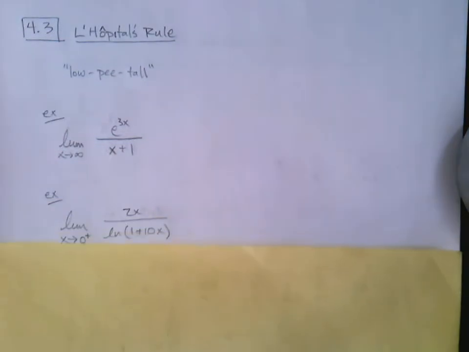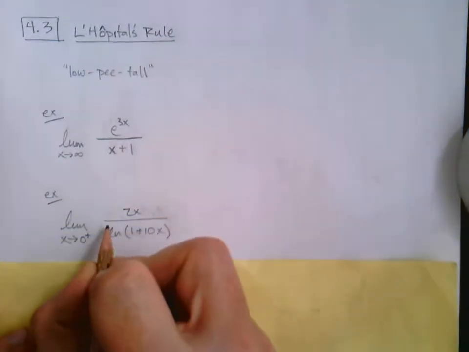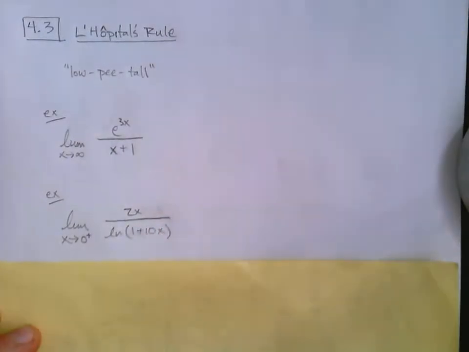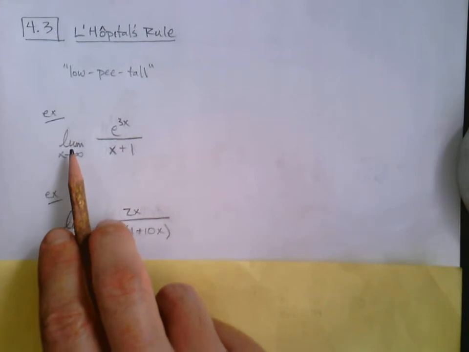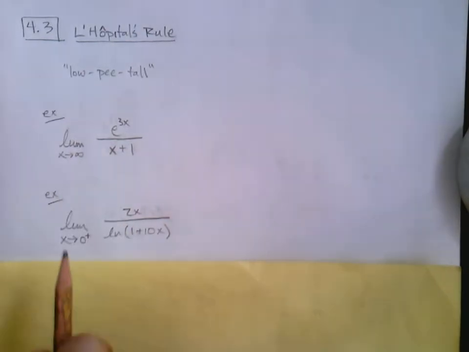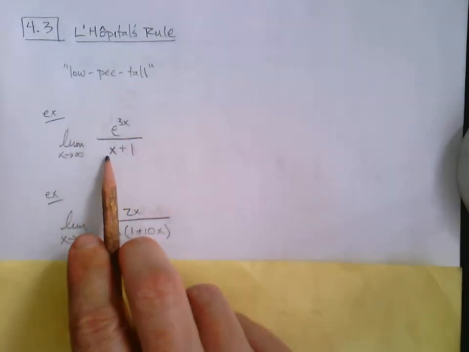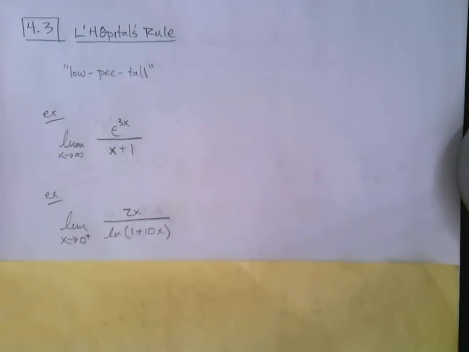I want to show you guys a couple of examples of the types of limits we're going to be looking at. And these look interesting and definitely not anything we could have done back in that first chapter. So here we go. For example, let's take a look at this first one. The limit as x approaches infinity, e to the 3x over x plus 1.